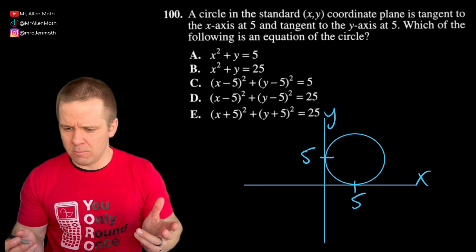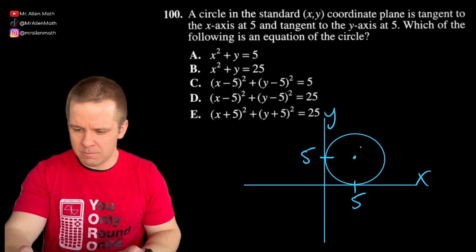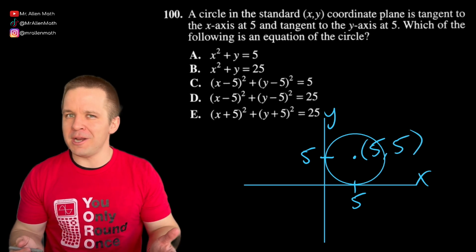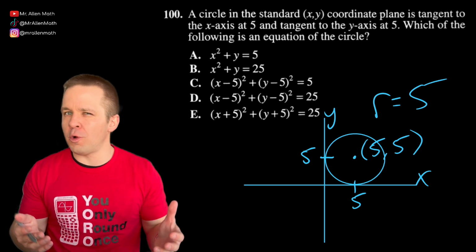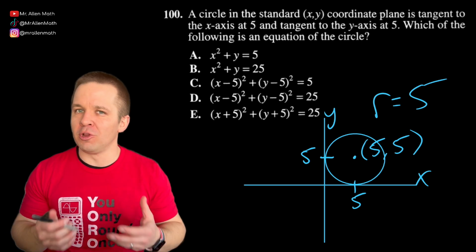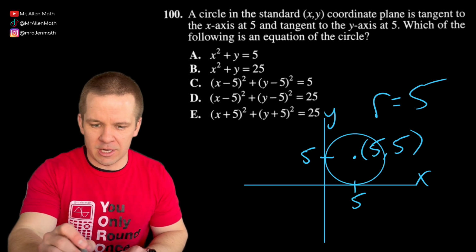So what does that tell me? That would tell me that my center here is at 5, 5. And what's my radius going to be? My radius is also going to be 5. So which equation does that match? You do have to remember a little bit about your equations of circles, and I'm going to go ahead and write that down in a different color here.